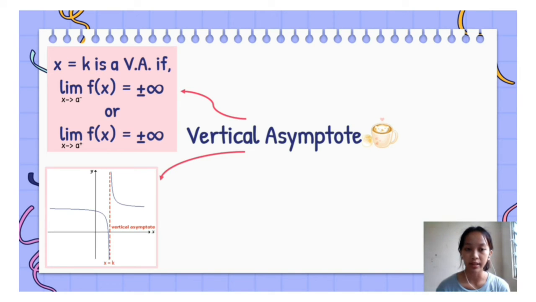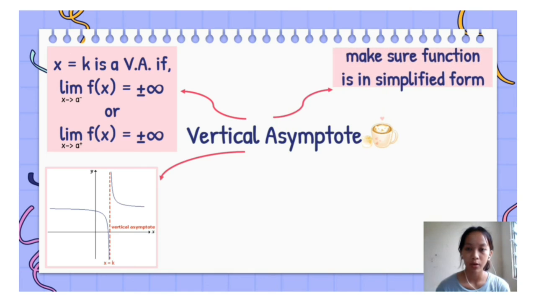This is the graph that shows the vertical asymptote for x equals k. One of the steps in finding the vertical asymptote is to make sure the function is in its simplified form. A tip here is to find the value of x that causes its denominator to become 0.